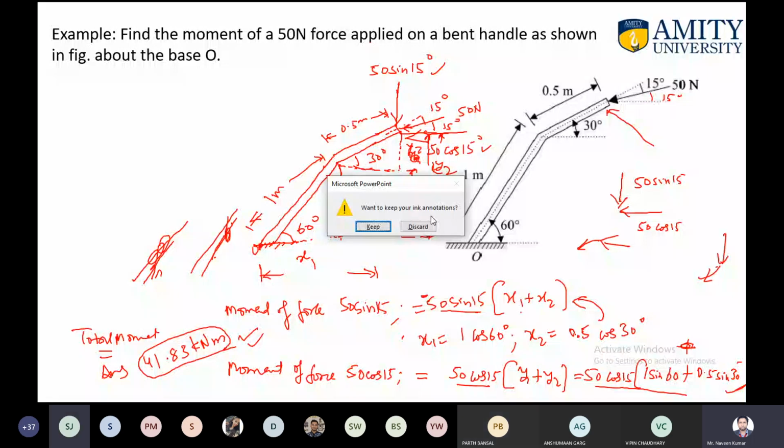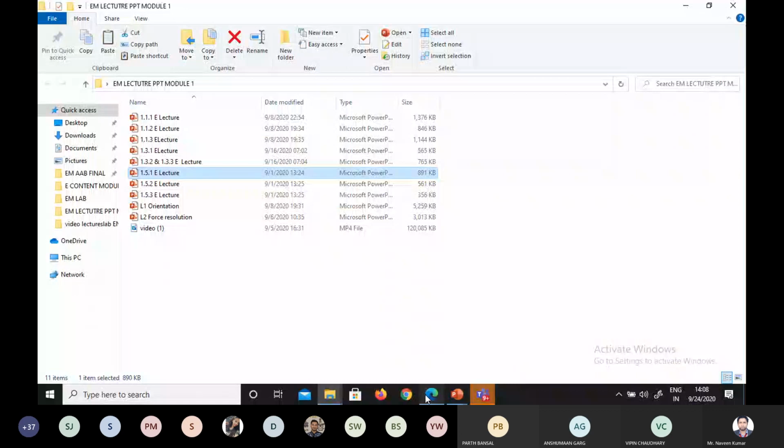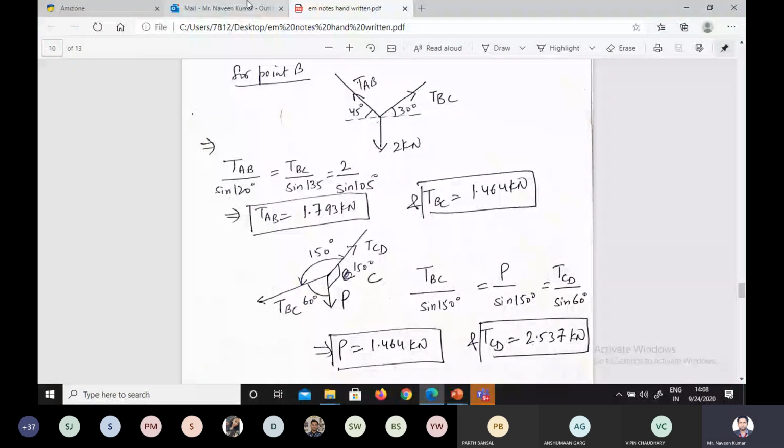Okay. This is a very simple example. You can easily solve it. Just get the answer 41.83. Sir, please upload this PPT on Teams. I will upload everything, but give me some time.